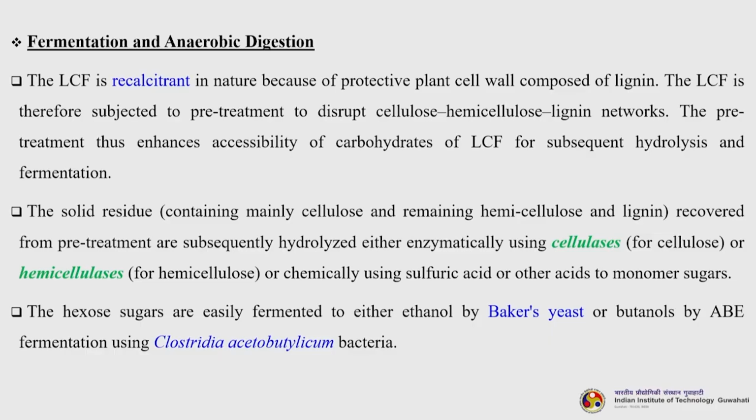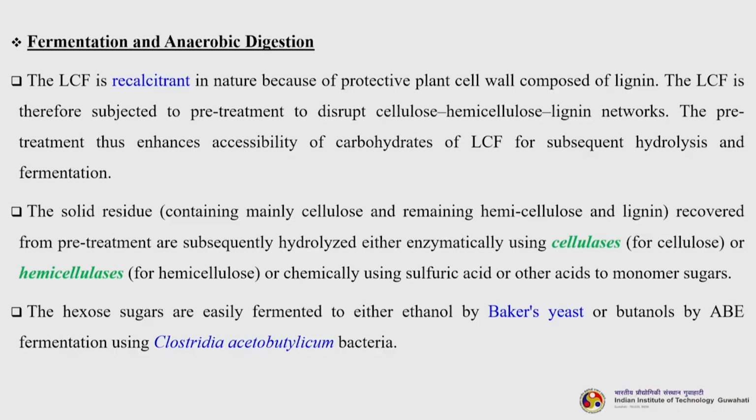The solid residue containing mainly cellulose and remaining hemicellulose and lignin recovered from pretreatment are subsequently hydrolyzed either enzymatically using cellulases, that is for cellulose, or hemicellulases, these are the enzymes, for hemicellulose, or chemically using sulfuric acid or other acids to monomer sugars.